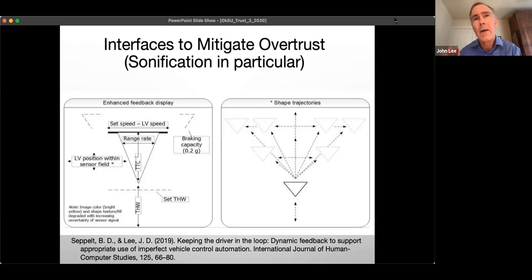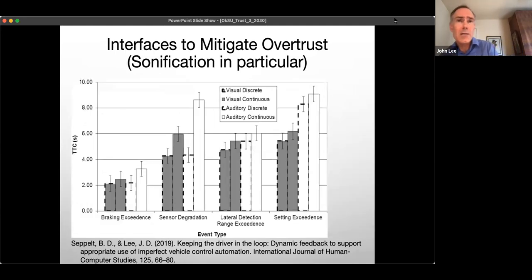In addition to this visual display, we also had an auditory display that changed its tone and loudness according to the proximity of the risk. And this seems to work. We compared the visual, that display, with a discrete visual, just a telltale that's common in most vehicles, and we see a benefit. When you have auditory information, it seems to provide a bigger benefit than the dynamic visual information.